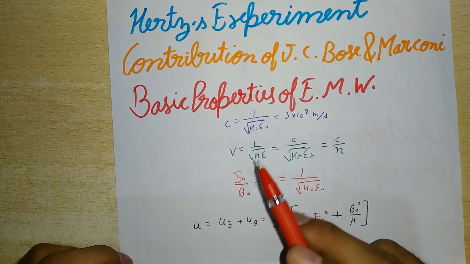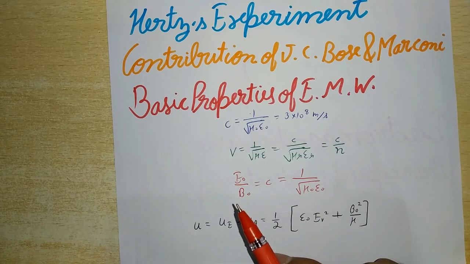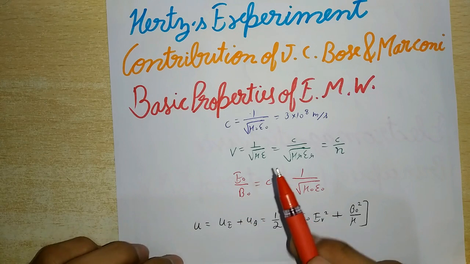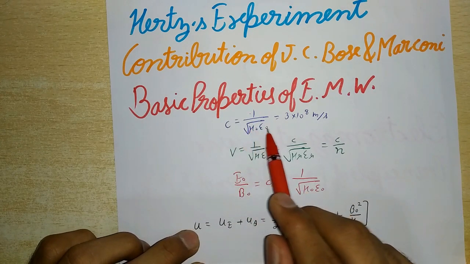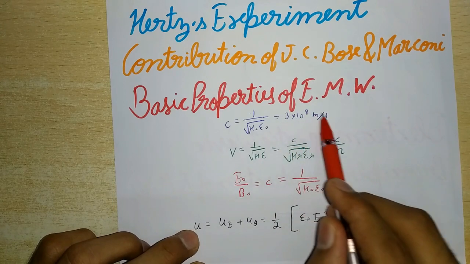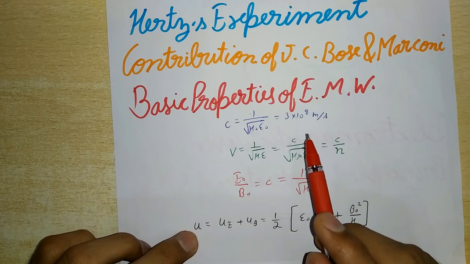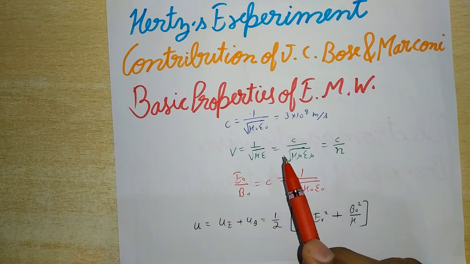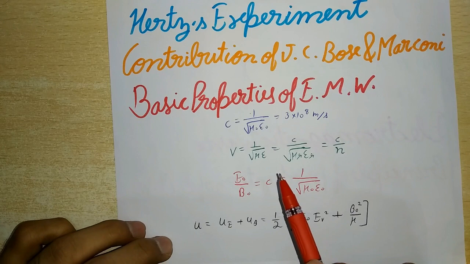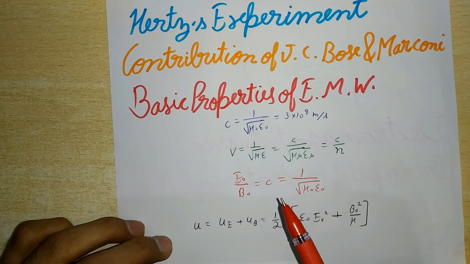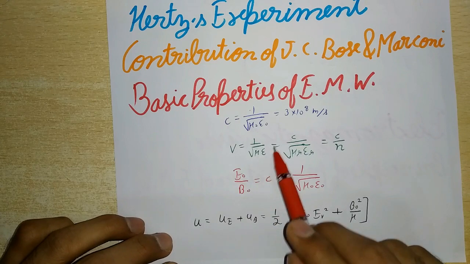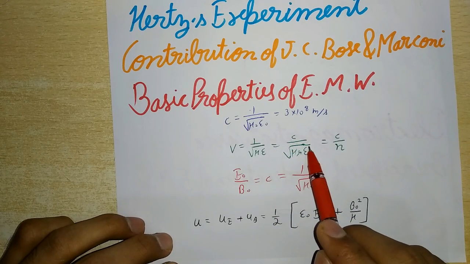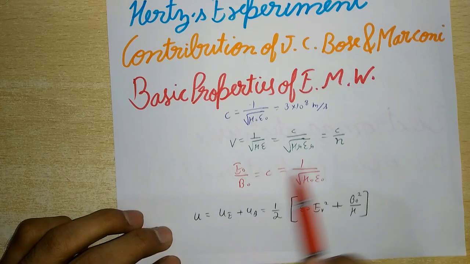Fourth, all electromagnetic waves travel in free space with the same speed, c, that is the speed of light. c is equal to 1 upon root mu naught epsilon naught, which is equal to 3 into 10 to the power 8 meter per second. And in a material medium of refractive index eta, the speed of an electromagnetic wave is given as v is equal to 1 upon root mu epsilon, which is equal to c upon root mu r epsilon r, which is equal to c by eta.